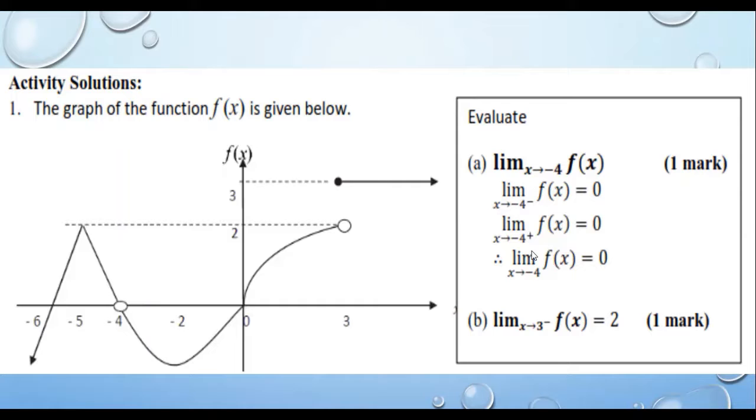So that's what you have to do. You have to find from both sides and then come to an answer. If both answers match, then that is the limit. If the answers don't match, then the limit does not exist.